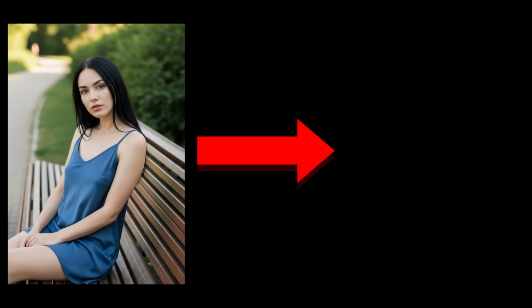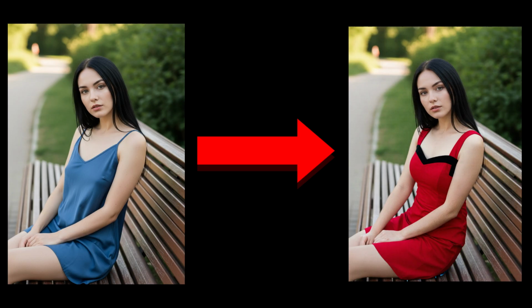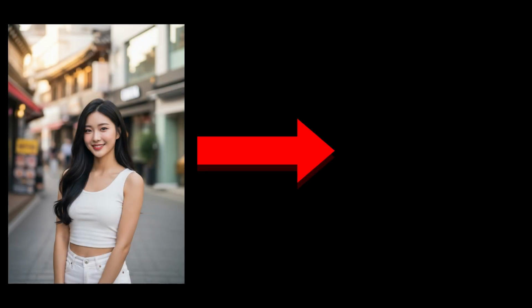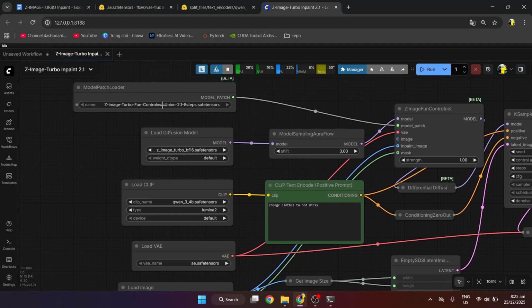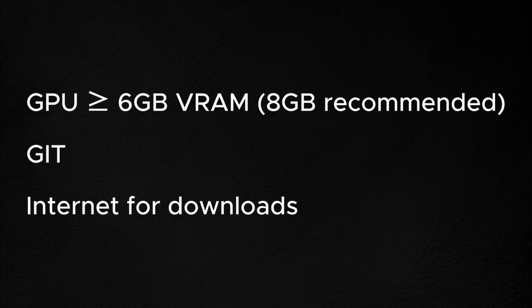Want hyper-realistic inpainting in milliseconds? Stop waiting! Today, I'll show you how to install Z-Image Turbo Fun ControlNet Union 2.1 for Inpaint on ComfyUI for lightning-fast results that actually look real. Let's dive in.